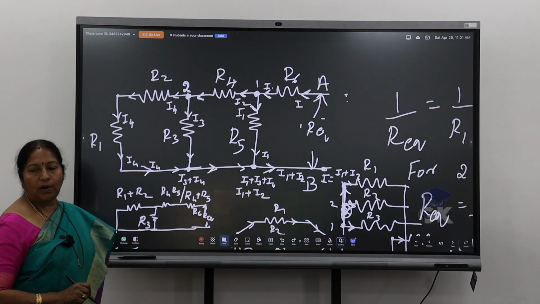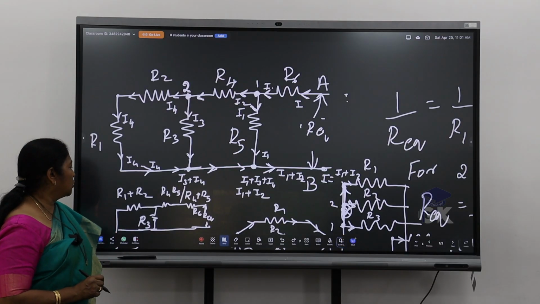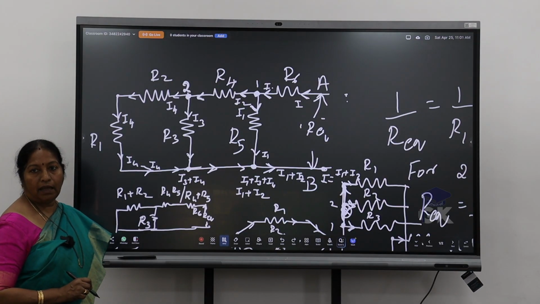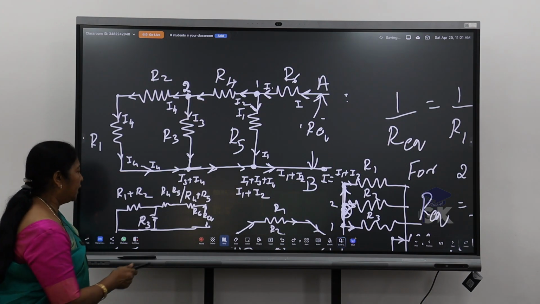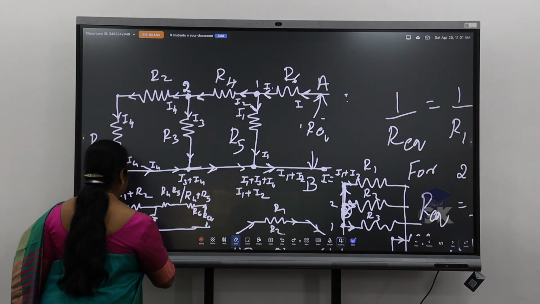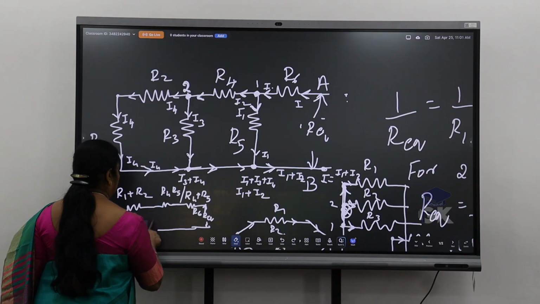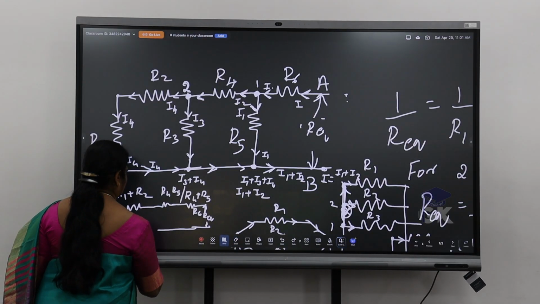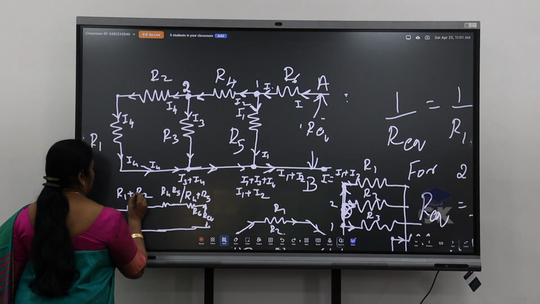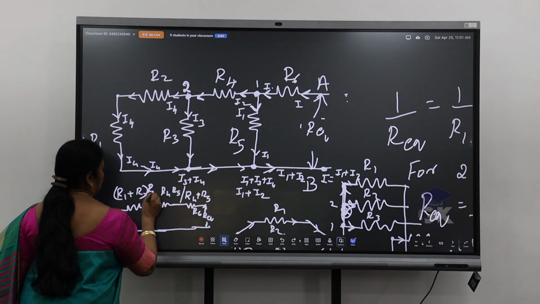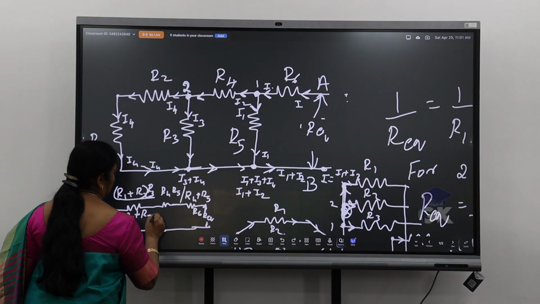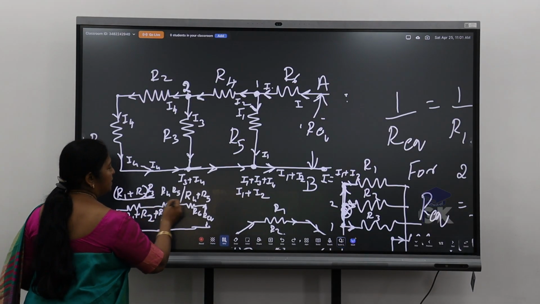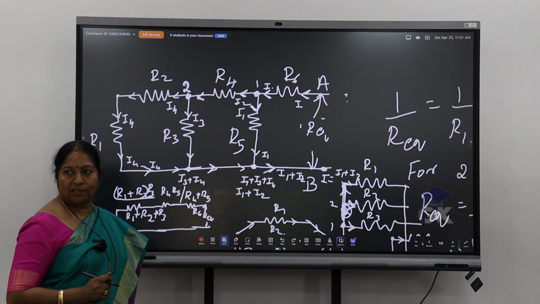Reduce it now. So what is the equivalent value? R1 R2 into R3 divided by R1 plus R2 plus R3. Correct? That is the equivalent resistor. Now you get all in series. What is the total now? I'll still reduce. So this will become R3 divided by R1 plus R2 plus R3. Correct? So this plus this is now the equivalent resistance of yours.